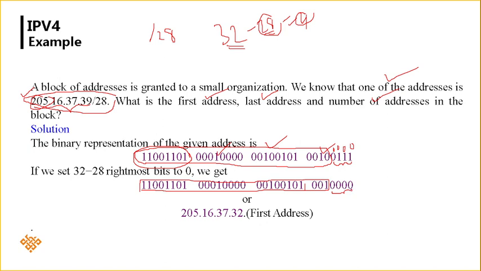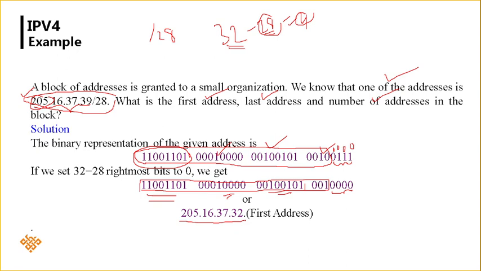So that is your starting address. I have now converted it into decimal. This block is 205, this is 16, the same thing, this is 37, and now the last part is changed to 32, since the bits are 00100000, where 2 power 5 is 32. So now this is your first address.